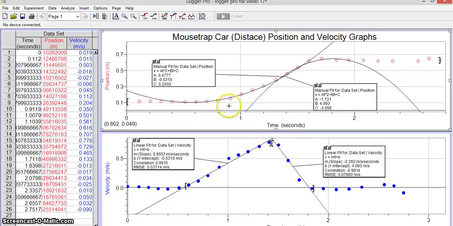So in both cases, it's a pretty good fit, which is good enough considering that this was data collected in the real world, and there was probably a lot of error. So just a quick review.